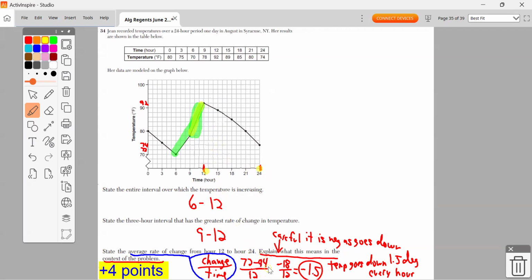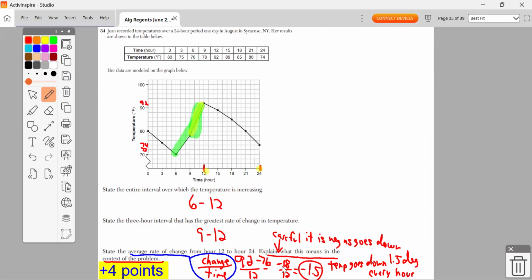92. Oh, that should say 92. Careful. It goes from 92 to 76. All right, that's wrong there. All right, let me change that. It goes from 92 to 96, from 92 to 76. All right. So it goes down by 18. 92 minus 76 is 18.